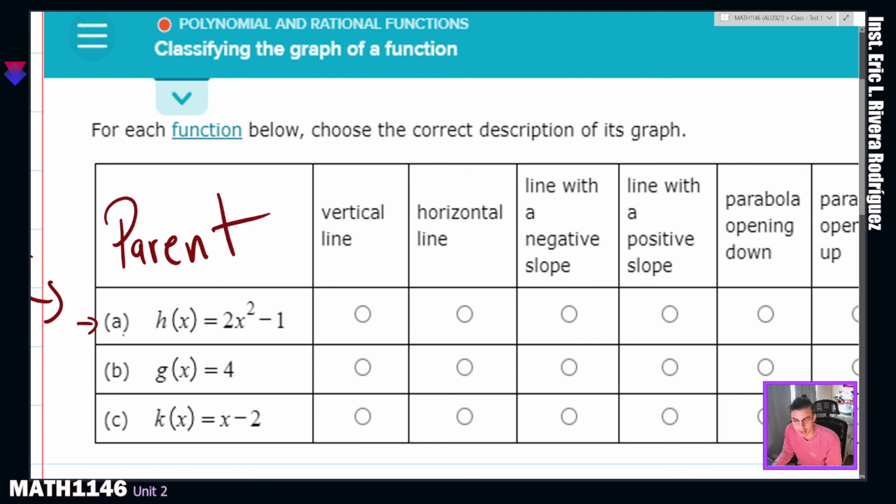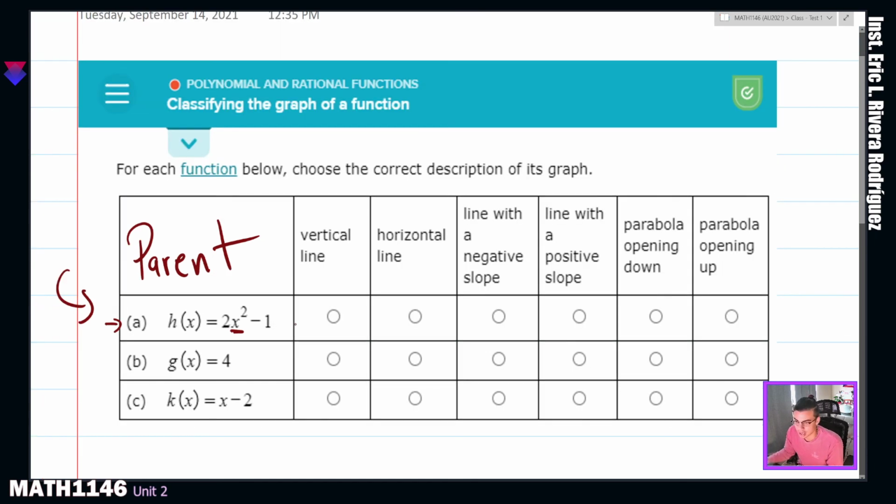The title function that we have here, h of x, is a square function. How do I know that? I look at the equation here, and I look for a unique characteristic of the equation that tells me the type of function it is. This is a square function, or parabola, or quadratic function. I know that because of the x squared.